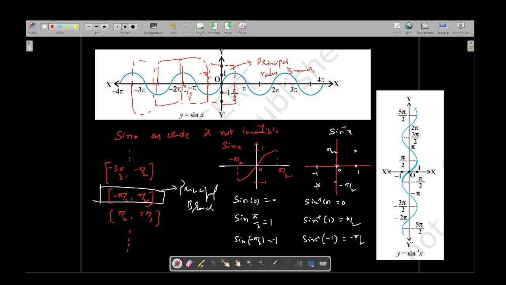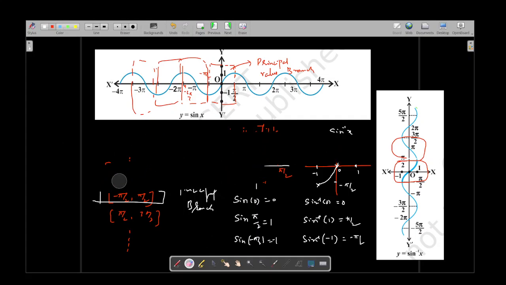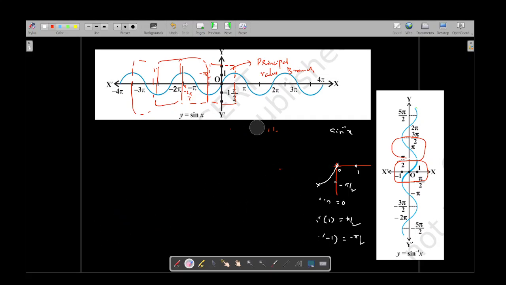So this looks like this, and it continues for other branches as well. You can clearly see here, this is what we get for the principal branch. For the other branches also it continues like this. So finally I'll conclude with some summary.